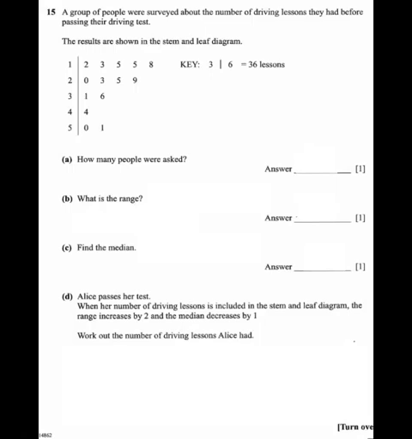So question 15 is a stem and leaf diagram question. A group of people were surveyed about the number of driving lessons they had before passing their test. The results are shown in the stem and leaf diagram. We can see the key says 3/6 equals 36 lessons, so we can read it from the key.